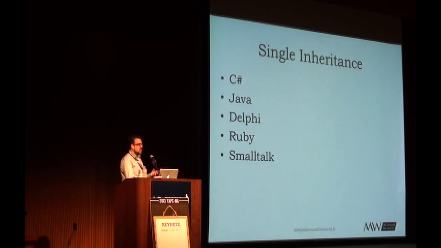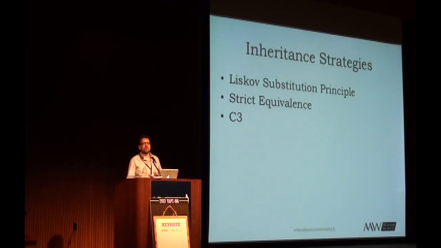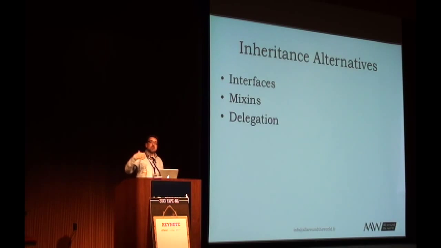But inheritance is such a complicated thing. It seems simple, but it has so many subtleties that we've started to develop strategies to understand how to cope with inheritance better. I'm not really going to go into these too much, but we have the Liskov substitution principle. We have something called strict equivalence. Not too many people have heard about it, but it's important. We have C3, which I personally find to be about as useful as an ice pick on the Titanic, but I won't go into that too much. And then we have the alternatives to inheritance that we often deal with, interfaces, mixins, delegation, each of which has their particular uses.